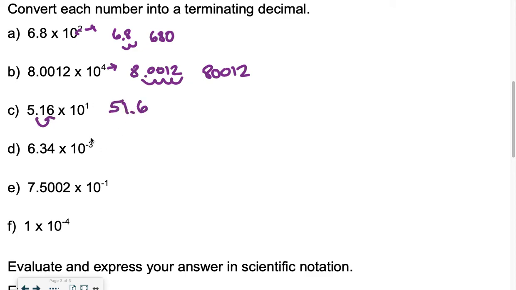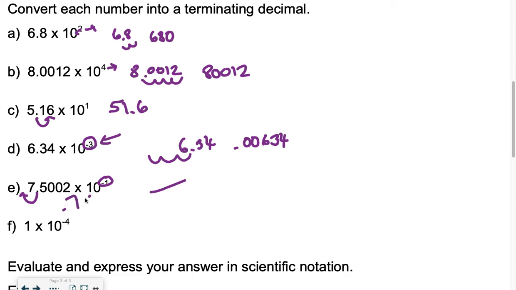51.6. Now this is negative, so remember, negative means left. 1, 2, 3. Here, negative means left, so we're going to move just over 1. And here moving to the left for the negative. Okay, so definitely review these rules. Again, this is a review more than it is anything new.